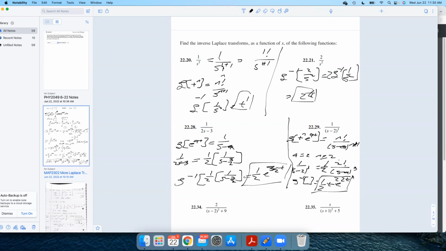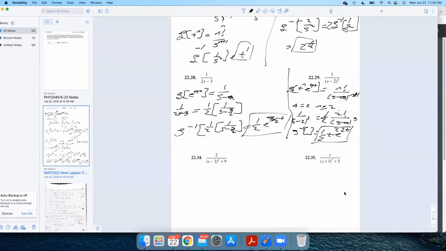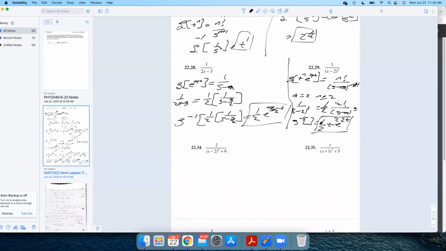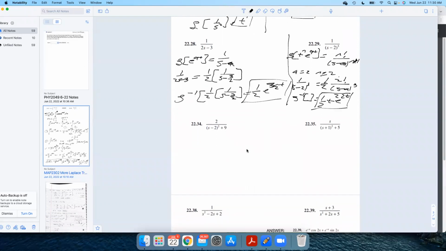So all of these are about hammering what you have into a form that fits the table perfectly, and then just applying the table. Okay, all of them so far have been pretty easy. The reason I'm spending so much time on them is we have some complicated ones coming up.